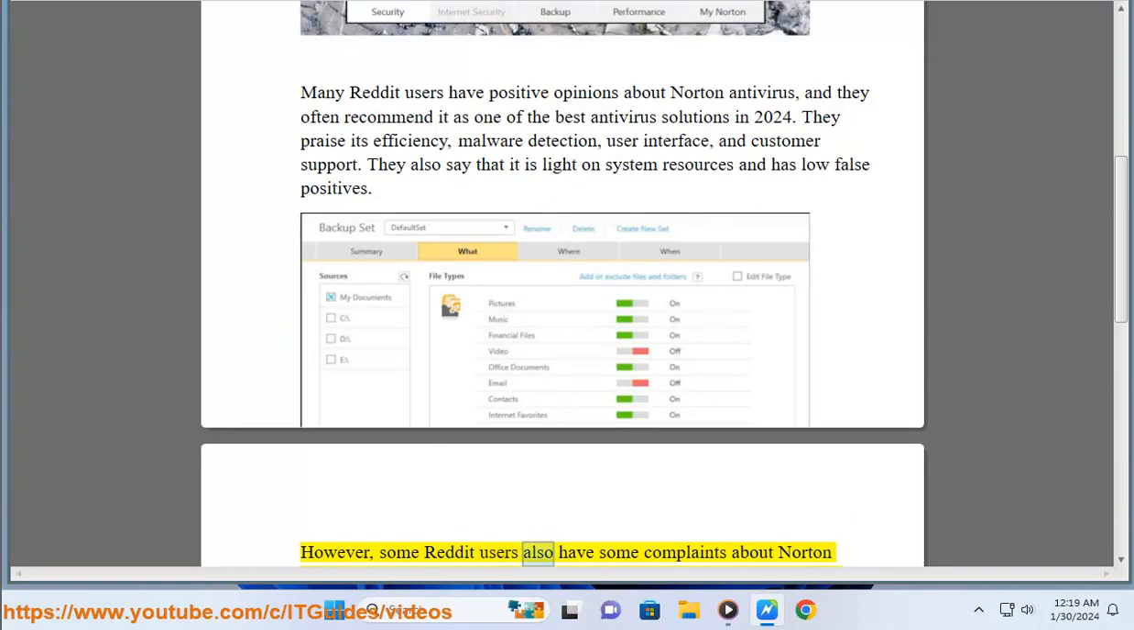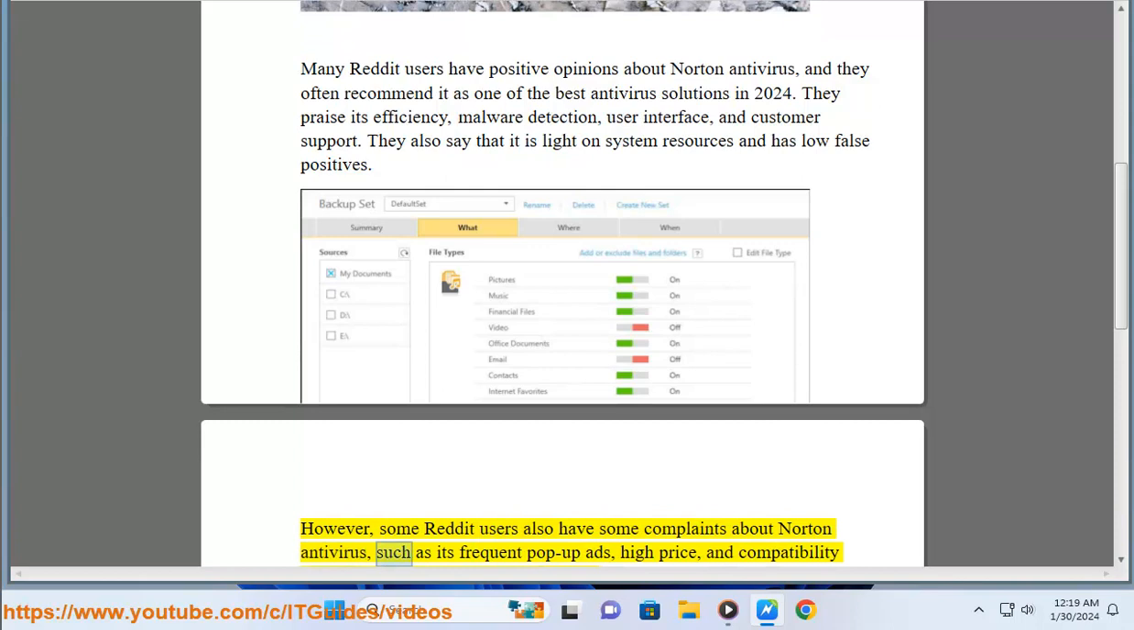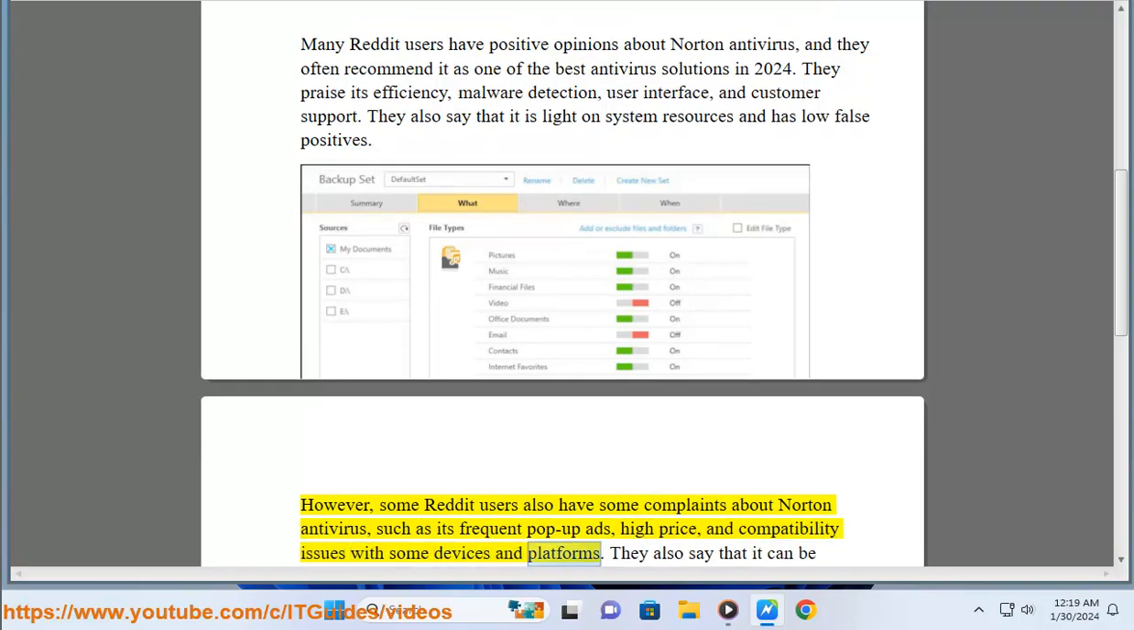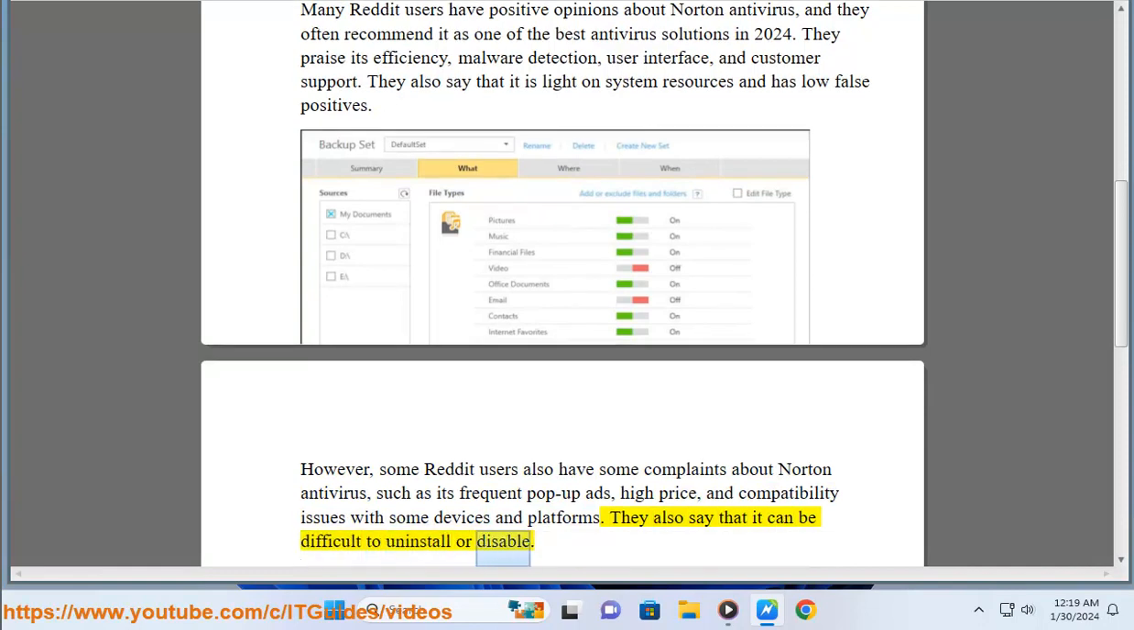However, some Reddit users also have some complaints about Norton Antivirus, such as its frequent pop-up ads, high price, and compatibility issues with some devices and platforms. They also say that it can be difficult to uninstall or disable.